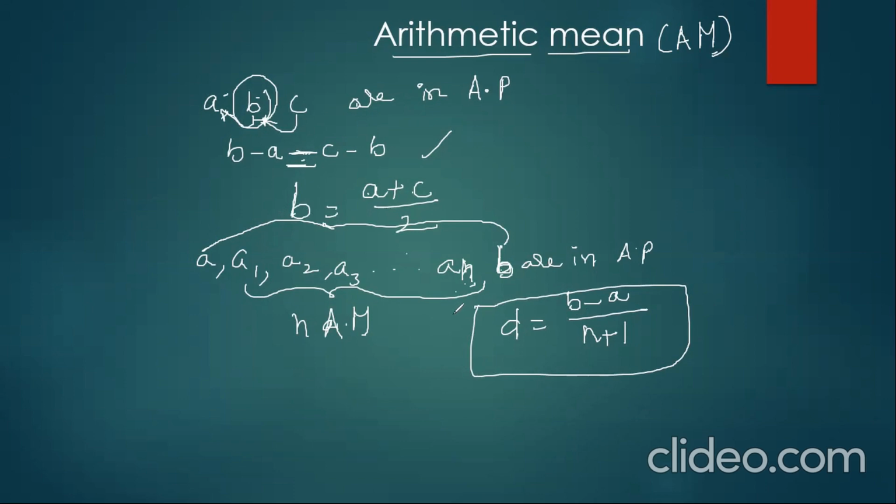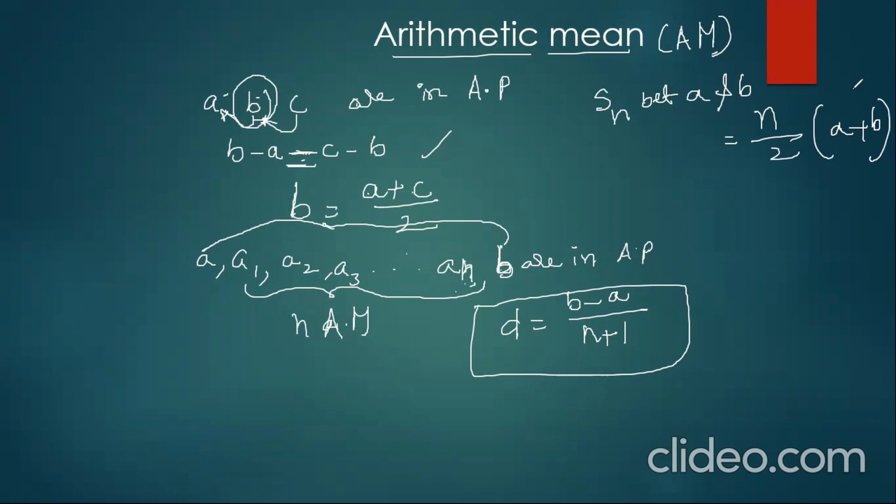If you observe the sum of the n means between A and B, how do you find it? It is simply n by 2 into A plus B. So how do you calculate the arithmetic mean? If A, B, C are in AP, B is equal to A plus C by 2. For n arithmetic means between A and B, you can say the middle term is equal to the sum of the remaining two terms divided by 2.